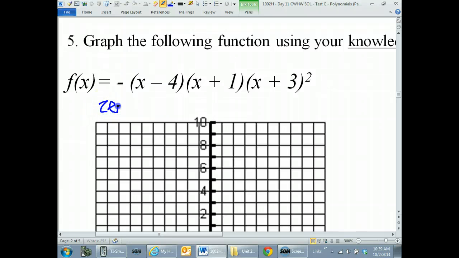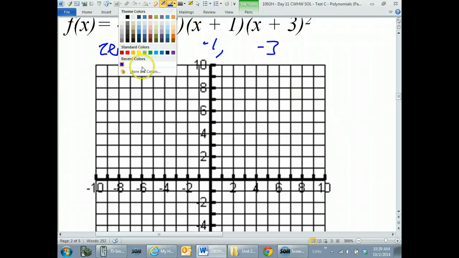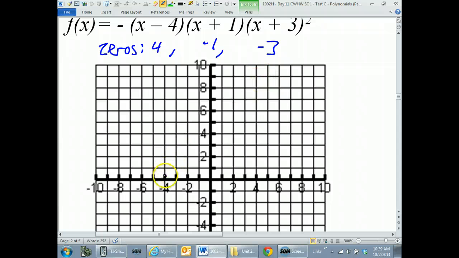Can you tell me what the zeros are here? 4, -1, and -3. Those are definitely the zeros. Let me use this color right quick. So these are my zeros. I've got 1 at 4, -1, and -3.